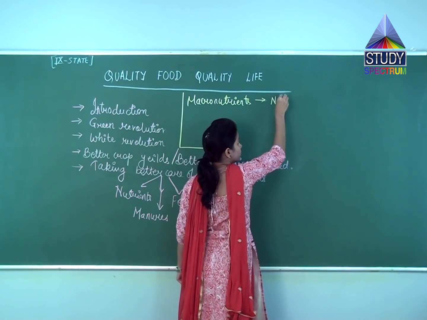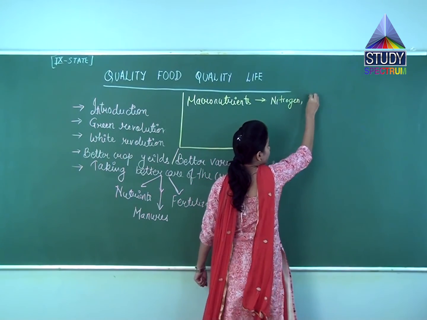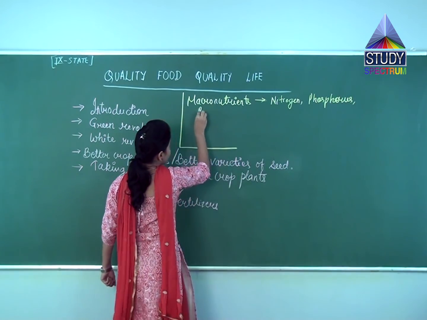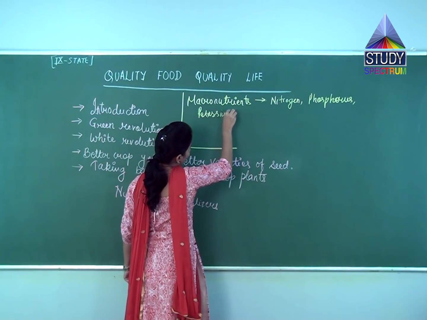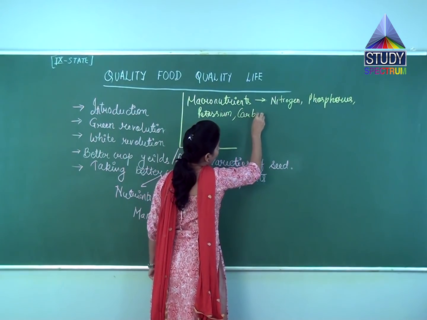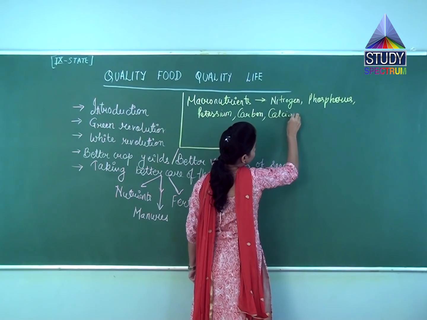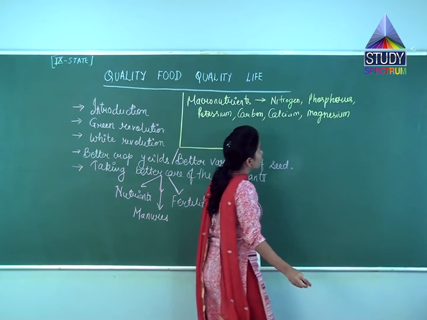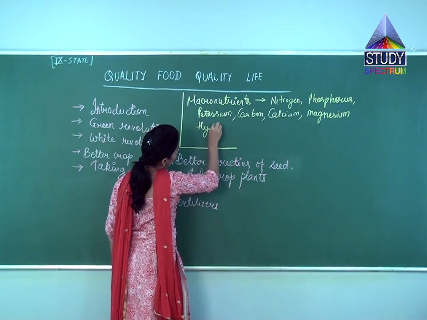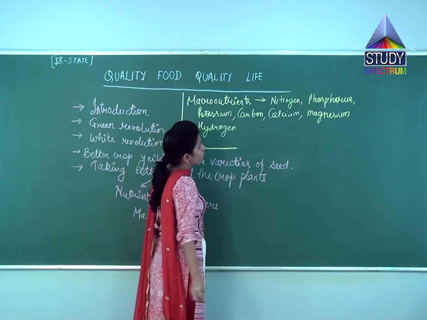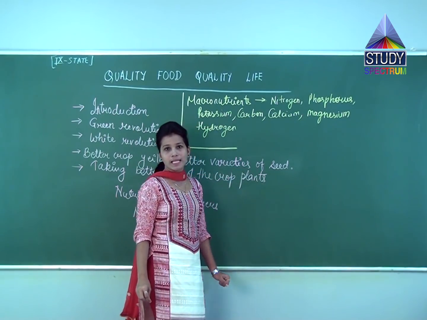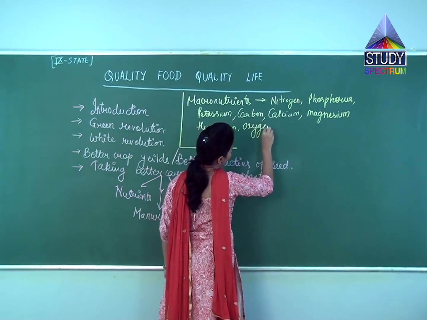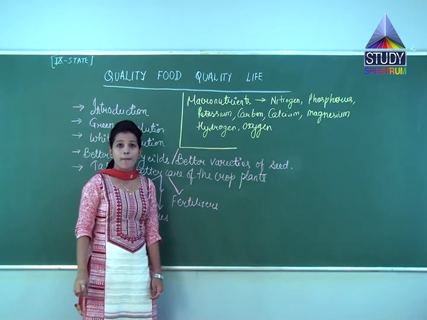The nutrients like nitrogen, phosphorus, potassium, carbon, calcium, magnesium, hydrogen, these are all the nutrients which are required by the plants in higher amounts. Again, oxygen is also there, which is required in higher amounts, so we call it a macronutrient.